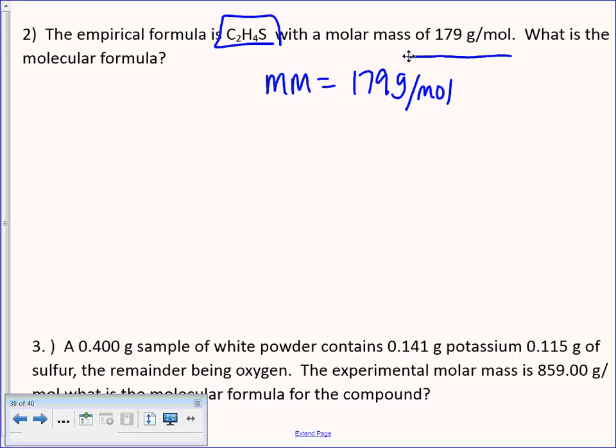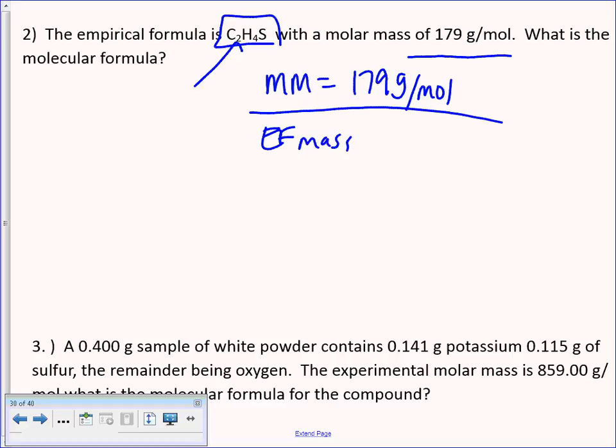Why would I give you the empirical formula? Because I'm super nice, I'm not going to make you do it, but why is it important to finding the molecular formula? Okay, you just wrote this down. Because what? You divide by its empirical formula mass. So you take the molecular mass, molar mass, and you divide by the empirical formula mass.